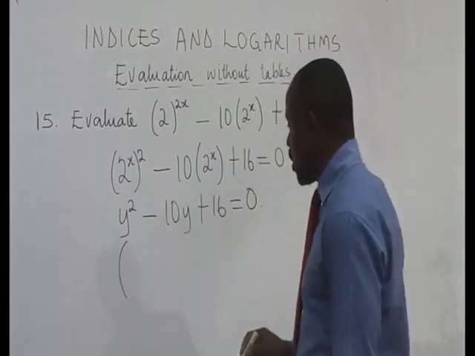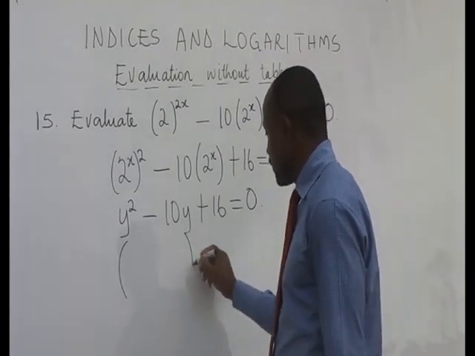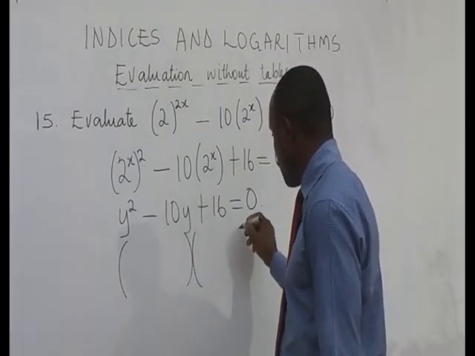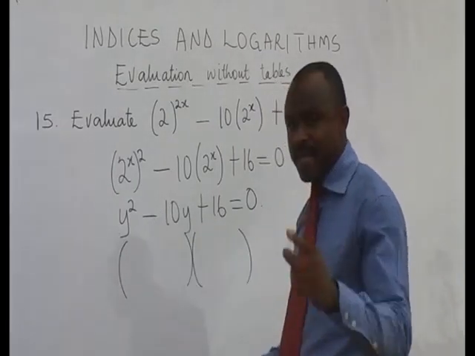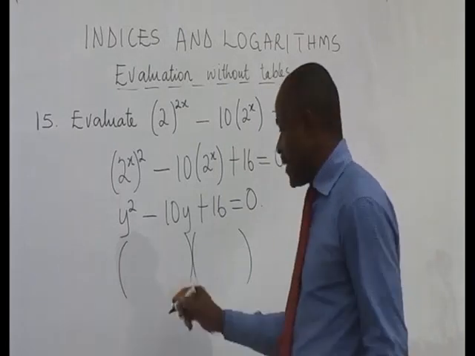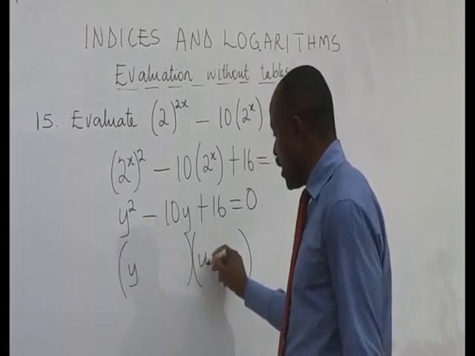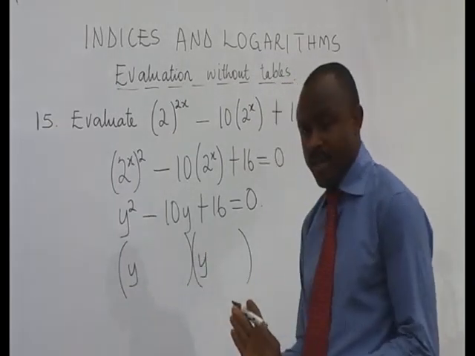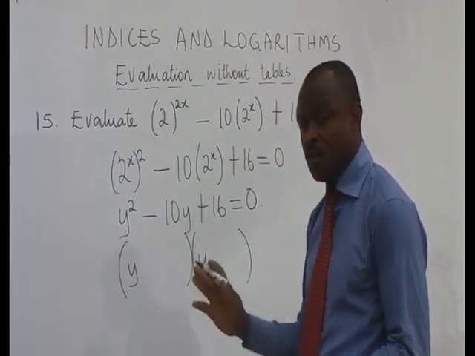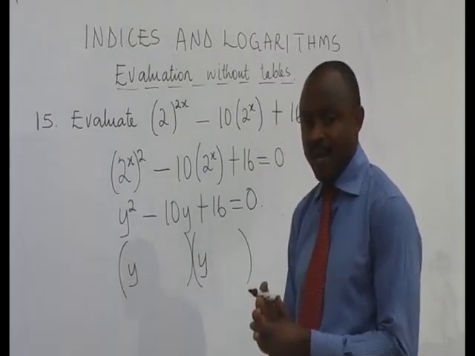In factorization, you provide two brackets in this form. Y squared means y times y. Split the two y that multiply themselves together to get y squared into the first space of the two brackets you provided, just as I have done.